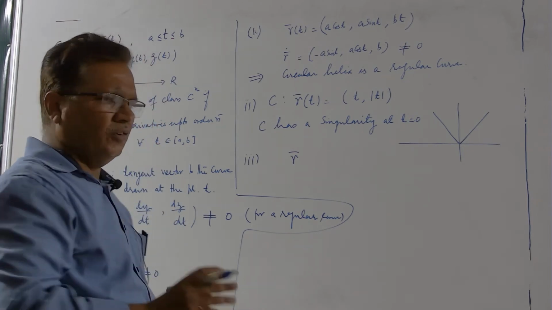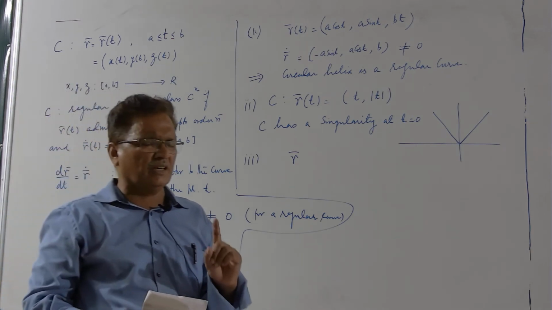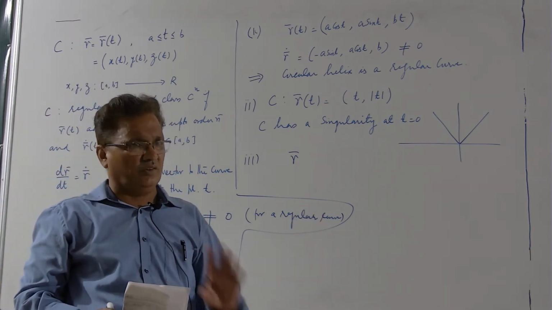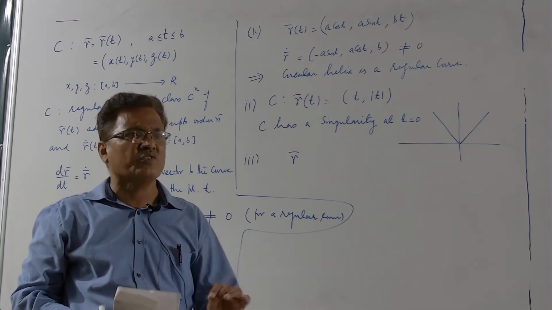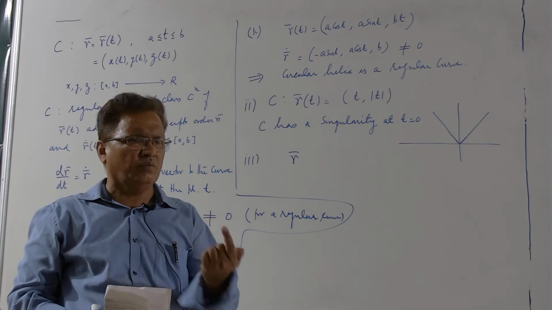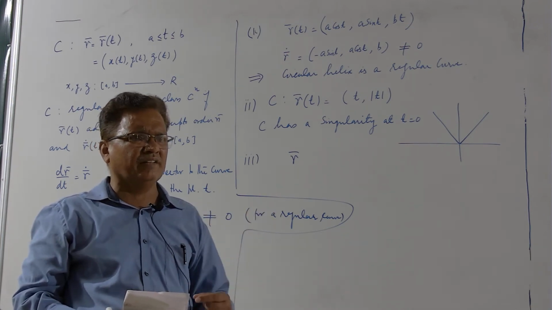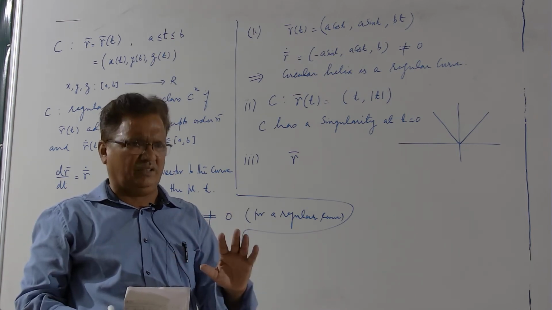According to the definition, it's not a regular curve. A regular curve is one which admits no singularity at all. For all t, the first order derivative should be non-zero. So I have got one point t equal to 0 where the derivative is 0. So according to the definition, it is not a regular curve.